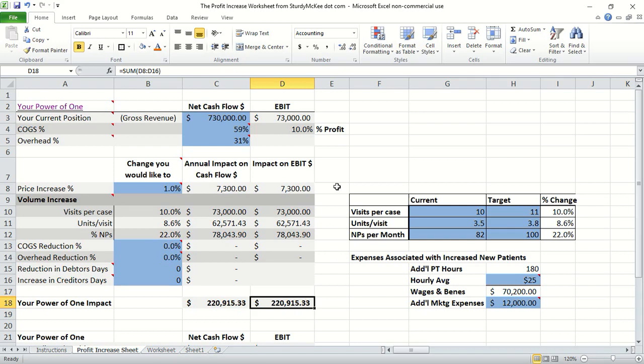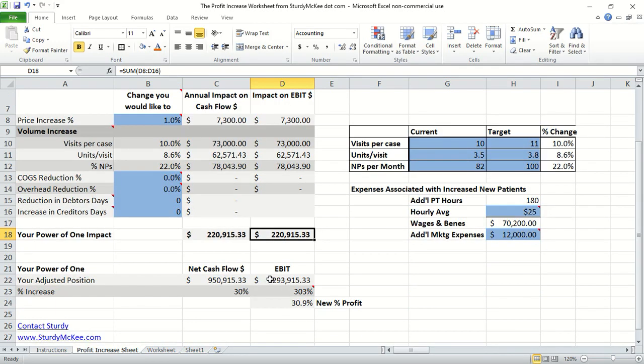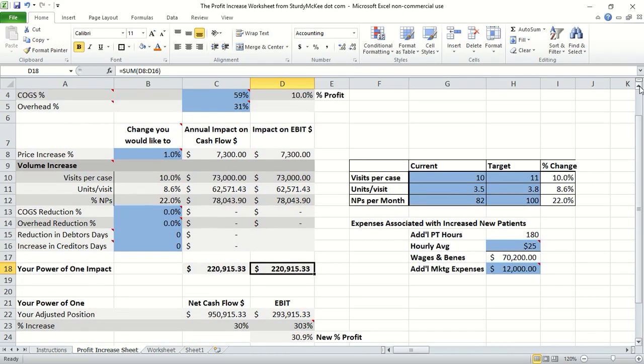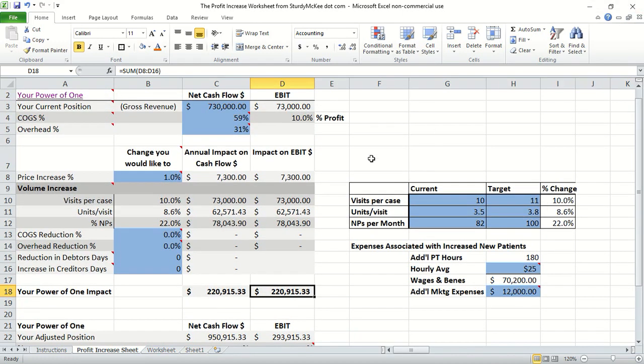That's a $220,000 increase over the 73 to our profit so far. So that would take us to almost a $1 million business with a $293,000 profit, increasing our profit by 300% to just over a 30% margin, which would be outstanding for a physical therapist private practice.